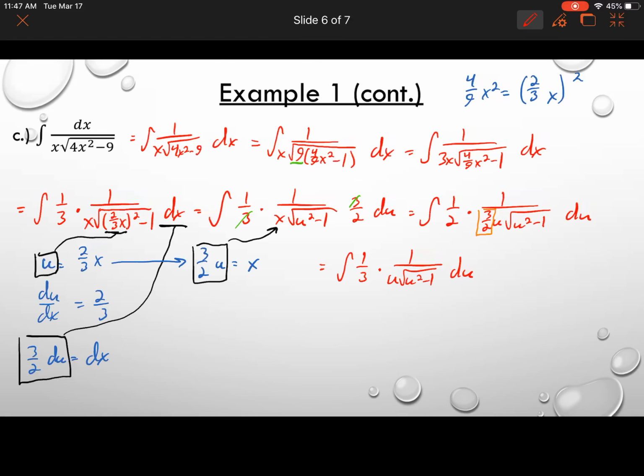So we finally have what we wanted. The derivative of inverse secant is 1 over u times radical u squared minus 1, and that's what we have here. That is what we wanted. So now we can finally do our antiderivative. The antiderivative would just be 1/3 secant inverse of u.